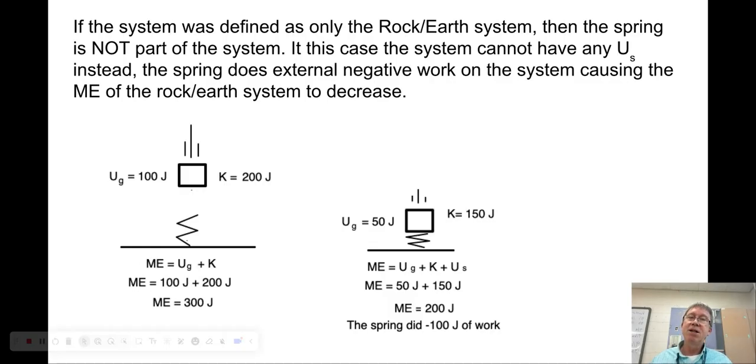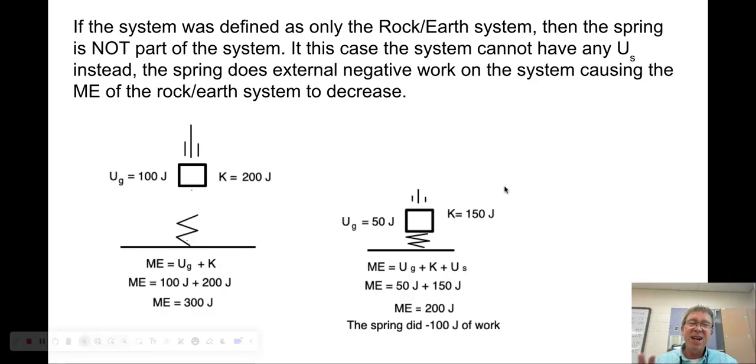But what if the system was defined to be the rock-earth system? Well, if it was the rock-earth system, then the force that's exerted between the spring and the rock, since the spring is not part of my system, I can't have spring potential energy. In which case, I only have UG and K, and I still end up with the mechanical energy here being 100 joules less than it is over here. So where did those missing 100 joules of mechanical energy go? The spring did negative 100 joules worth of work. It took 100 joules out of the system by doing negative work on the system.